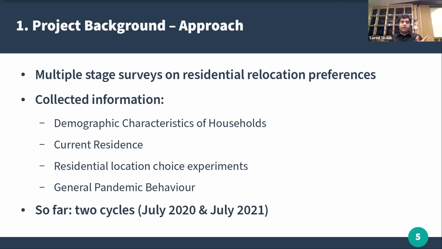So imagine no matter how long the pandemic period will be, we have a time period, and our approach was setting some checkpoints in that period, and in those checkpoints we go to the field, we collect data, and we try to observe relocation behavior at that time point. Our idea is to keep continuing this until the pandemic is relevant to people's lifestyle. So far we had two cycles. The first one, like I said, was in July 2020, and the second was in July 2021.